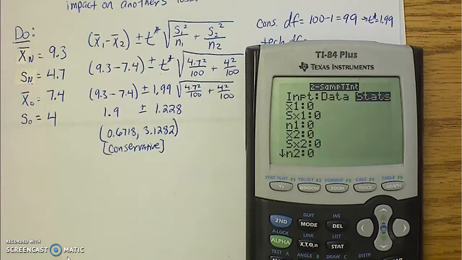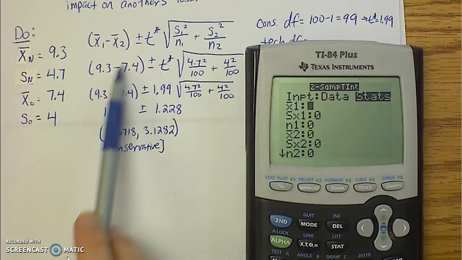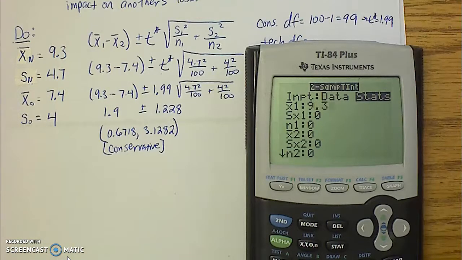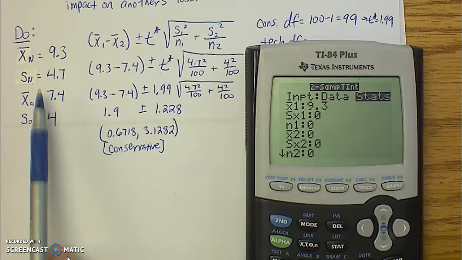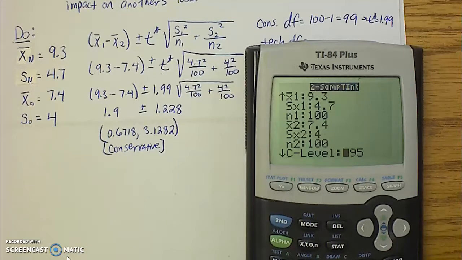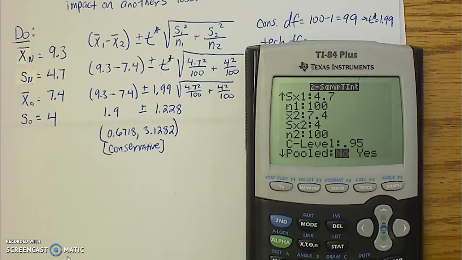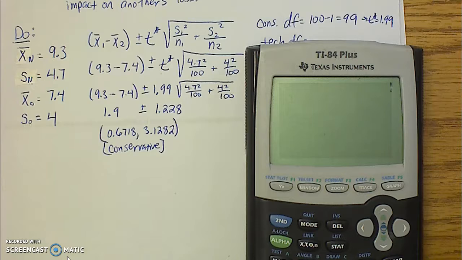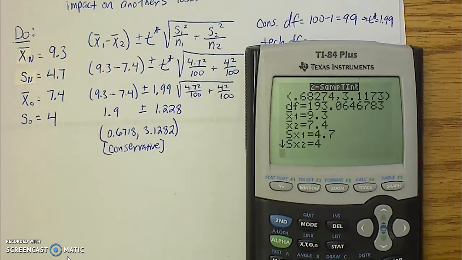So I'm going to enter in my things. Please make sure you put the right stuff in the right spots. Okay? So my x bar 1, we were using x sub n, so 9.3. That standard deviation was 4.7. That sample size was 100. Next one was 7.4. Then we had 4, 100. Confidence level is, in fact, 0.95. I don't want pooled, so I hit my arrow button down and hit calculate. When I do that, all the beautiful things are going to appear on my calculator.